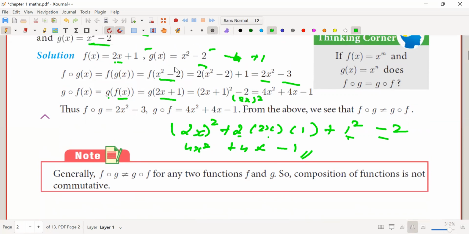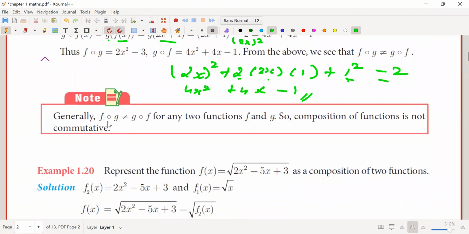We can see that F of G of x is 2x squared minus 3. G of F of x is 4x squared plus 4x minus 1. These are not equal. They can be equal sometimes, provided it is given that they are equal, or else they are not equal. So generally, F of G is not equal to G of F for two functions F and G. So composition of functions is not commutative. The property a plus b equal to b plus a is the commutative property of addition. This is true, but the commutative property for composite functions is not true. F of G is not equal to G of F.